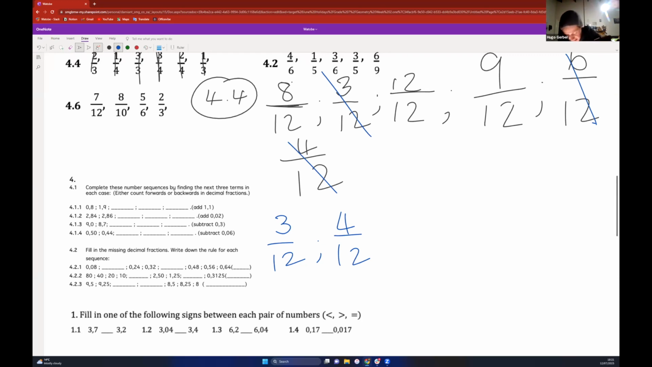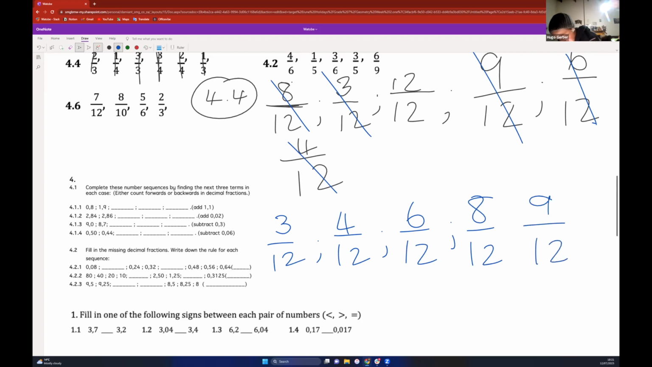All right, I have my 6 over 12. Then I have my 8 over 12. And then I do 9 over 12. I am hoping that everybody else got this right because I don't think this was the hardest one. This wasn't that hard to do at all. I'm erasing because everybody got that right.